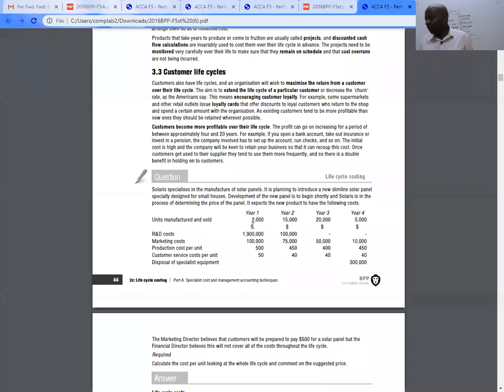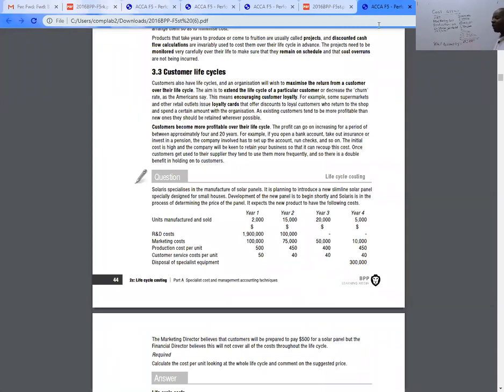Year 1, 2,000. Year 2, 15,000. Year 3, 20,000. Year 4, 5,000. Kindly give us the total quantity. If you add up, what total quantity are we going to get for the 4 years? I can see 2,000, 15,000, 20,000, 5,000. Thank you very much. I can see students who have responded first. They're giving me 42,000.